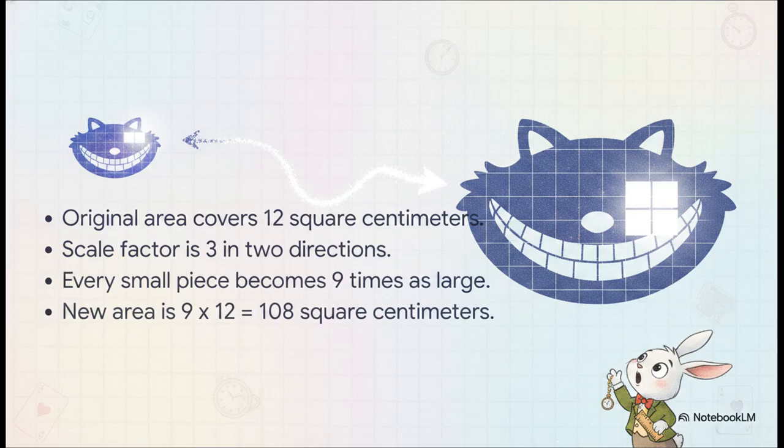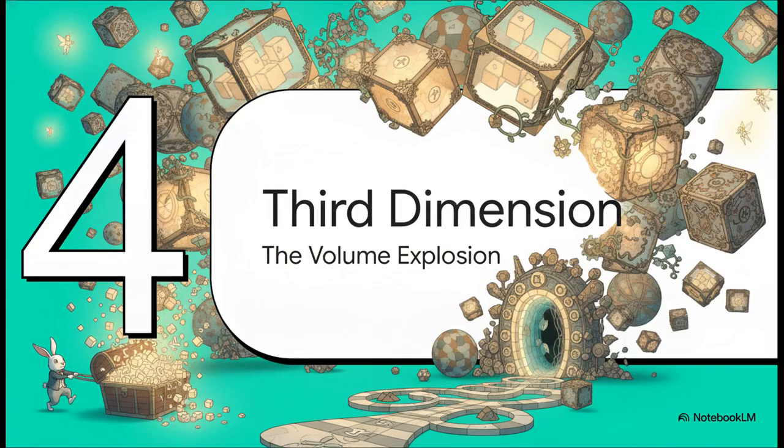We don't need some crazy calculus equation for the logo's weird curves. We just know that every small square inside it is enlarged in 2 directions. 3 times 3 equals 9. Every single piece of area is 9 times larger. So 9 times the original 12 square centimeters gives us a new area of 108 square centimeters. Boom. This piece-by-piece reasoning is basically a mathematical superpower.